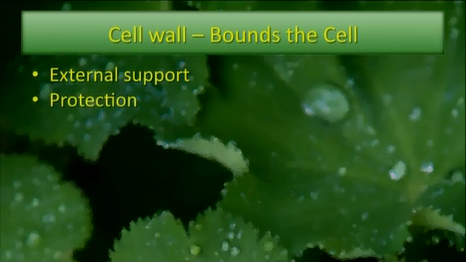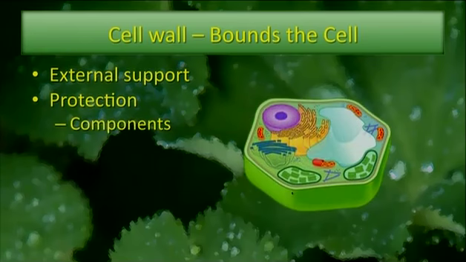Now the cell wall also serves as protection. It helps to protect the delicate structures within the cell. Components of the cell wall, here's another image of a cell, include cellulose. That's the main component. There are usually about 100 to 15,000 glucose monomers that make up a molecule of cellulose.